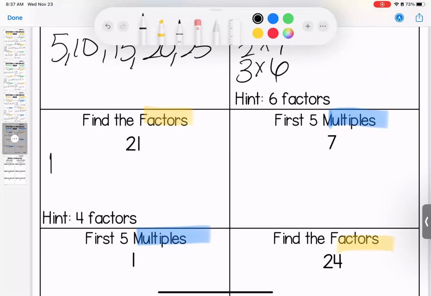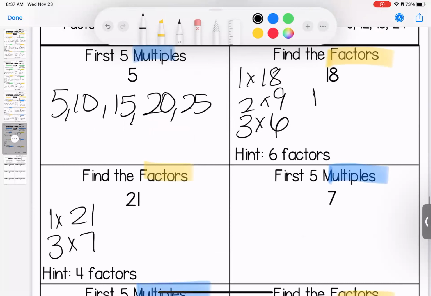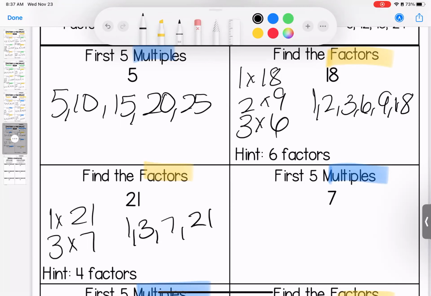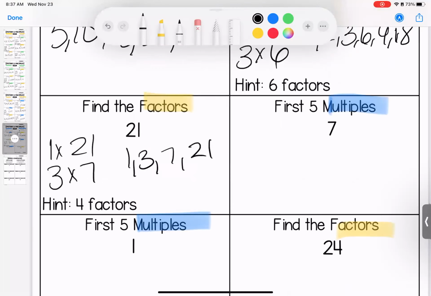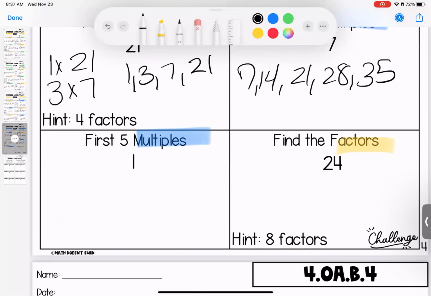Factors of 21, 1 times 21, 3 times 7. Should write this one out. If you feel like challenging yourself, you could try and factor a number like 90, which has 12 factors. Multiples of 7, 7, 14, 21, 28, 35. First 5 multiples of 1. Don't get tricked on this. 1, 2, 3, 4, 5. Keep you on your toes.